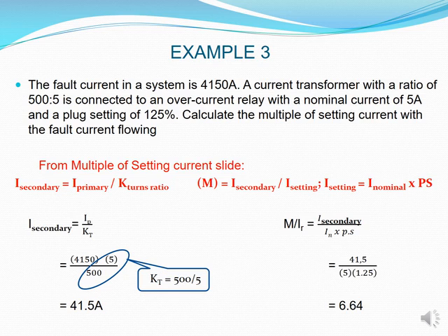So we start by saying, okay, what is our I secondary going to be? It is going to be our IP, which is really our fault current, divided by our turns ratio, which is then really divided by 500/5. And therefore that says times 5 divided by 500. You will get your 41.5 amps. We then take that 41.5 amps, we put it into the formula for IR, and then I divide by my IN, which is the 5, multiplied by my plug setting, which is the 1.25. And I can then get my 6.64.